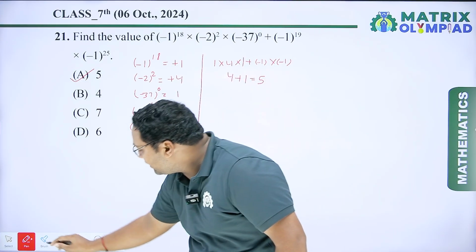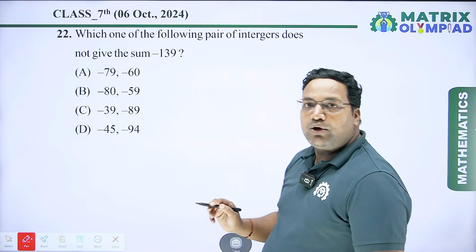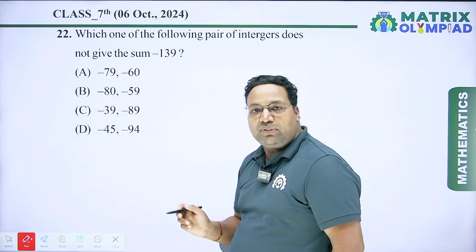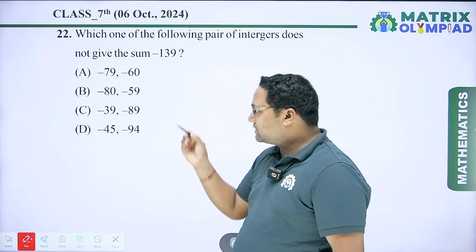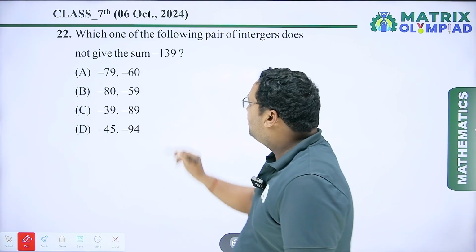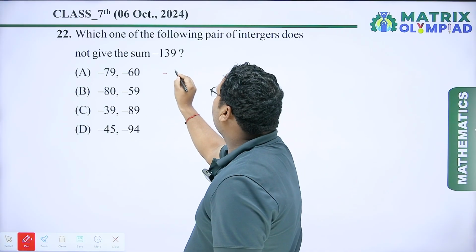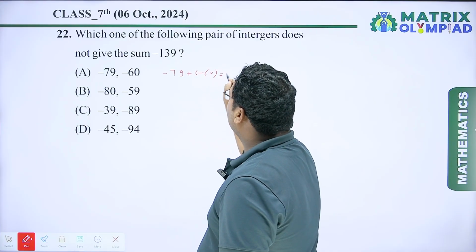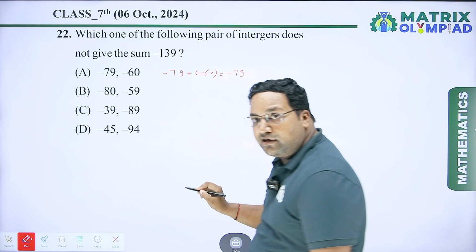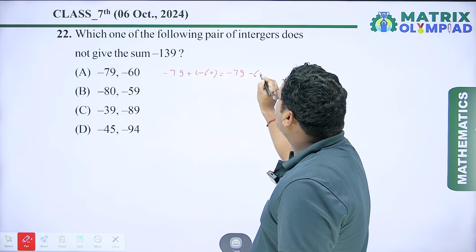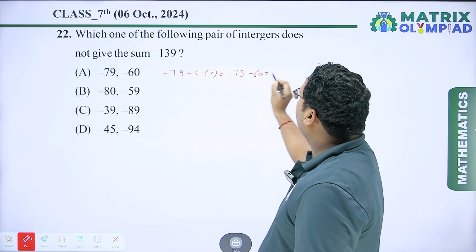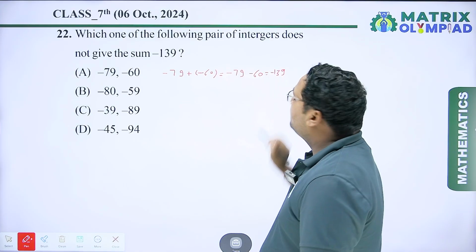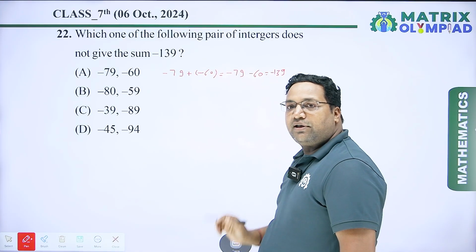Now coming to the next question, question number 22. Which one of the following pair of integers does not give the sum minus 139? So let's check each option one by one. First is minus 79 plus minus 60. Its value is minus 79 minus 60. So the sum is 9 plus 0 is 9. 7 plus 6 is 13. So its value is minus 139.